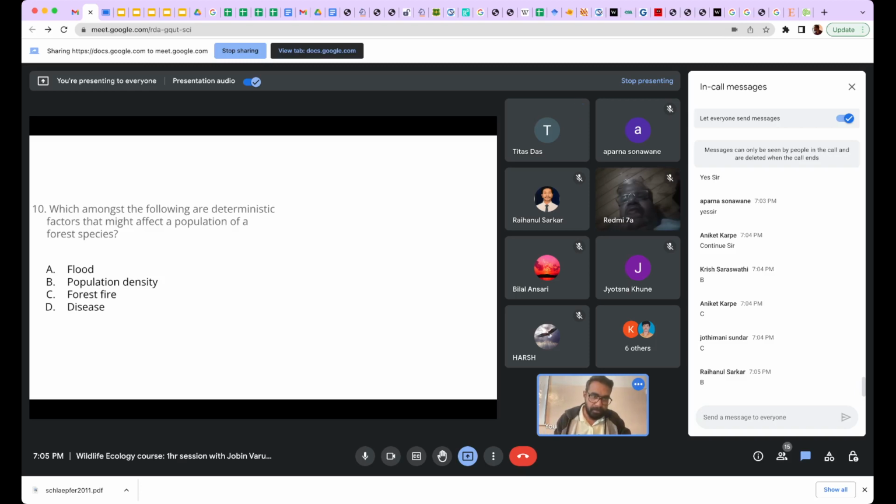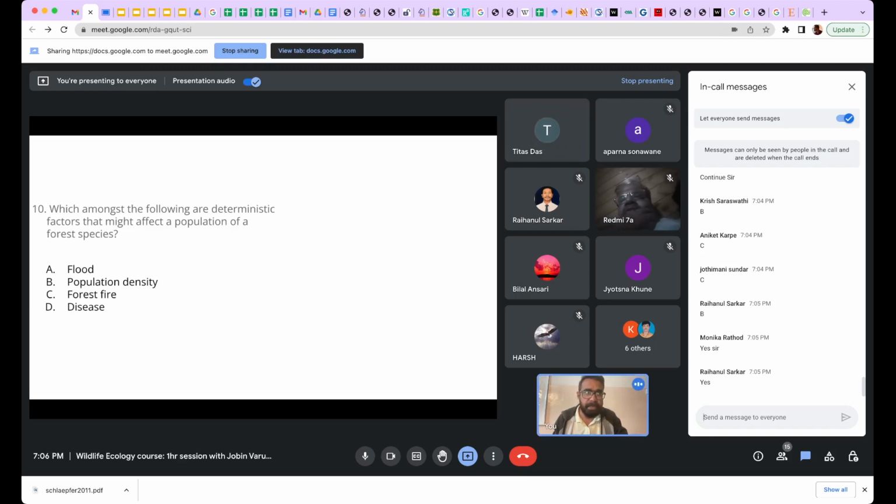Yes, sir. So the stochastic factors are flood, forest fire, and diseases like that. Something that happens by chance. It just happens by chance. It's not because of the population. It's only by chance. Okay, so that's what stochastic events are. And the deterministic factor is the population itself. Yeah, it can be anything.